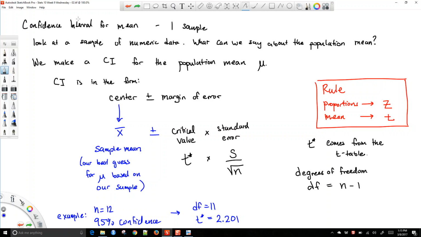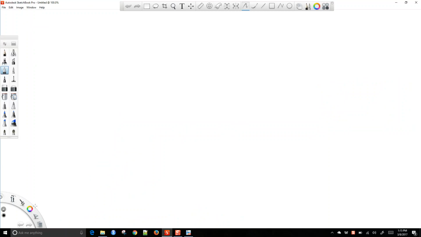Okay, let's try out a simple example. We'll say, I don't know, we are curious how much money people, we'll say how much cash someone has in their pockets, okay? Or how much cash someone carries on their person.